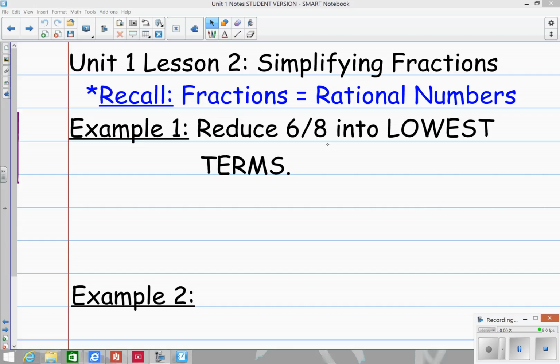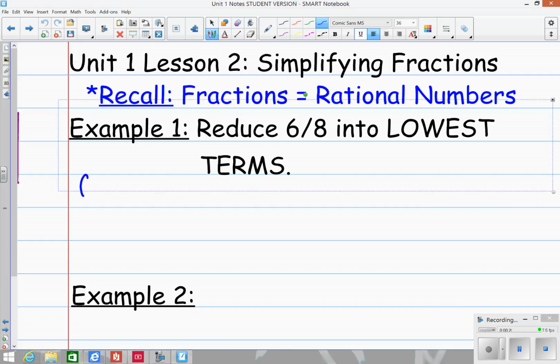Basically, since 6 and 8 are both composite numbers, what I can do is break these down into prime factorization. So if I have 6, if I think about the factors that go into 6, well, 1 and 6 and 2 and 3. I wouldn't want to use 1 and 6 because then I'm still left with 6. So 2 and 3, and then I check to see if those are prime numbers, which they are. So that means 6 is the same thing as 2 times 3 as a product of primes.